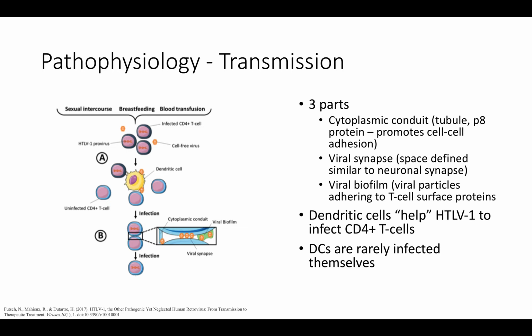The second part of the transmission process is what's called a cytoplasmic conduit, and this is similar to a tubule, and together with the HTLV1 P8 protein, it promotes adhesion between the dendritic cell and the CD4 T cell, and these help the cells stick together. And then the last part is the viral biofilm, which is just tons of HTLV1 virions that end up coating the surface of the T cell. Important to note, though, is that the dendritic cells are actually rarely infected themselves, and the infected cell is the CD4 T cell.